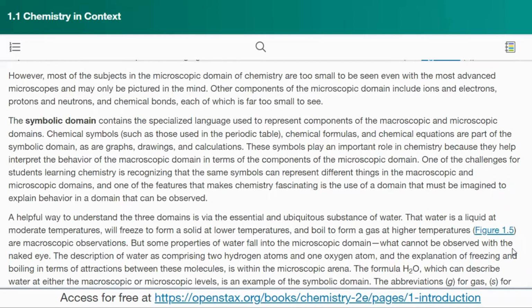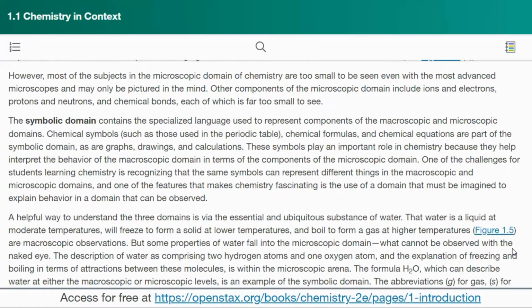The symbolic domain contains the specialized language used to represent components of the macroscopic and microscopic domains. Chemical symbols, such as those used in the periodic table, chemical formulas, and chemical equations, are part of the symbolic domain, as are graphs, drawings, and calculations. These symbols play an important role in chemistry because they help interpret the behavior of the macroscopic domain in terms of the components of the microscopic domain.